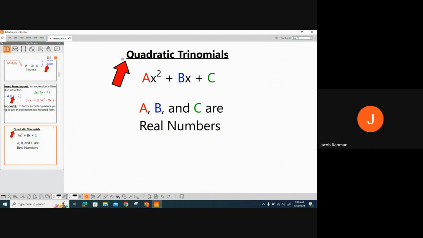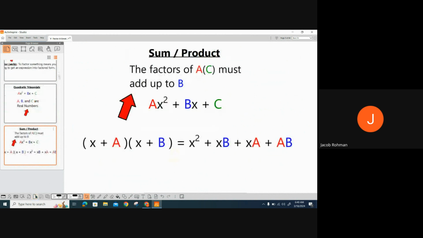And remember, a quadratic trinomial is in this form, ax squared plus bx plus c, where a, b, and c are real numbers. And then for the sum-product, we're looking for the factors of a times c that must add up to b. This is how we're going to create our x marks the spot.